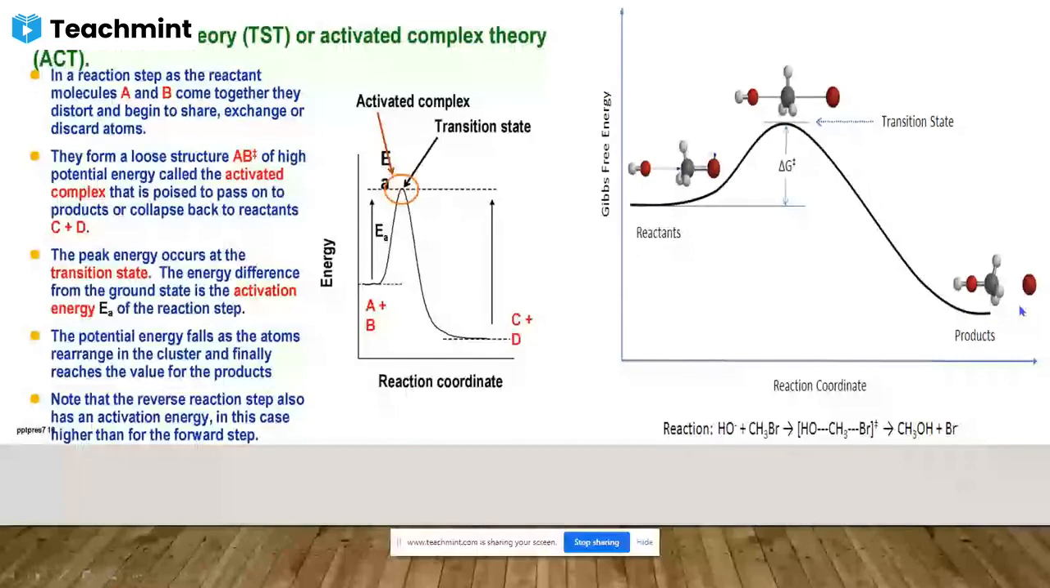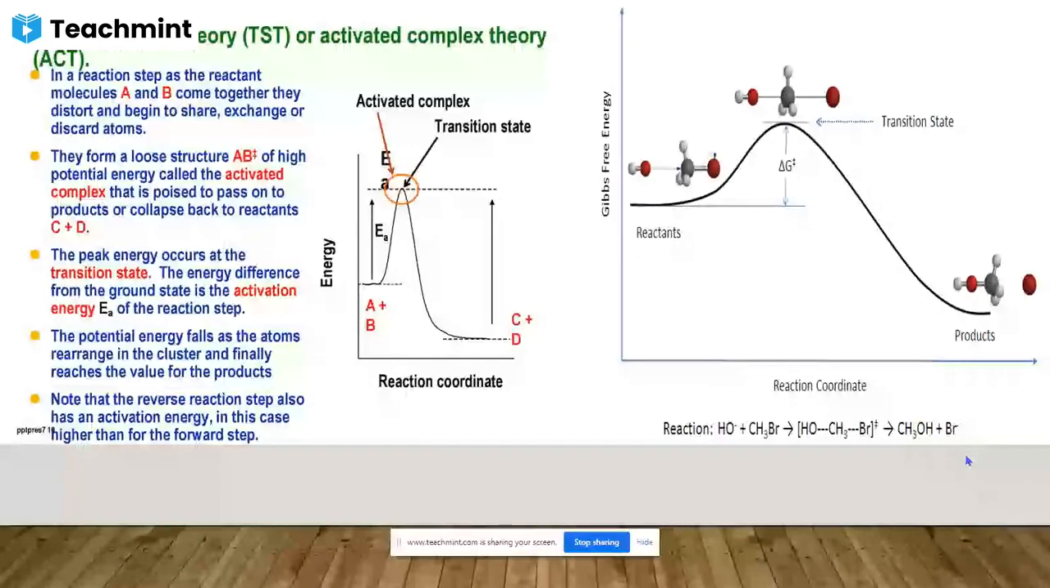Here an example is given: CH3Br, methyl bromide, reacting with the OH nucleophile. There is the formation of the transition state. The dashed bond indicates that OH is forming a bond and Br, the leaving group, is breaking its bond. So there is the formation of the alcohol, methyl alcohol, and bromide ions, Br minus, are liberated from the reaction. So it is compulsory for reactants converting to products to pass through the transition state or activated complex.